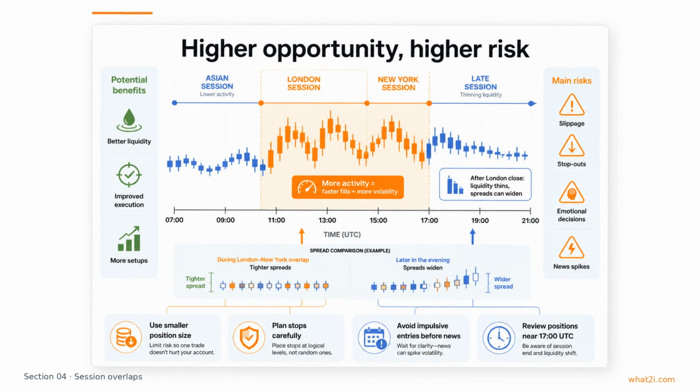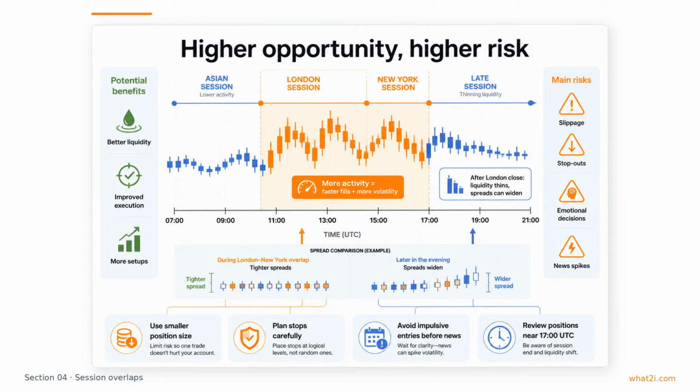Better liquidity can improve execution, yet faster movement can also increase slippage and make stops easier to hit. Emotional mistakes become more likely when the market is moving quickly and reacting to news. That is why smaller position size can make sense during overlap periods, especially if volatility is above normal. Stops also need more thought, because placing them casually in a high activity window often leads to frustration.